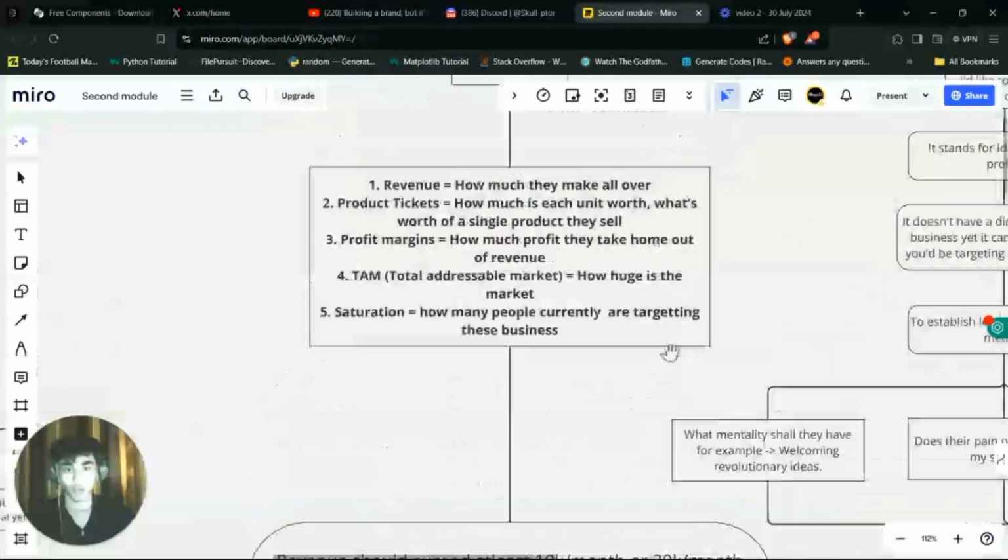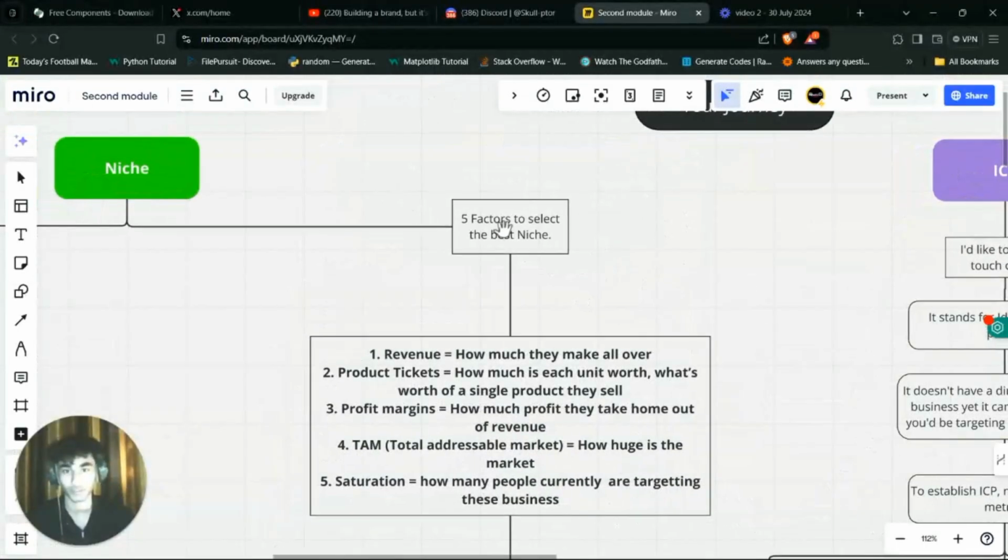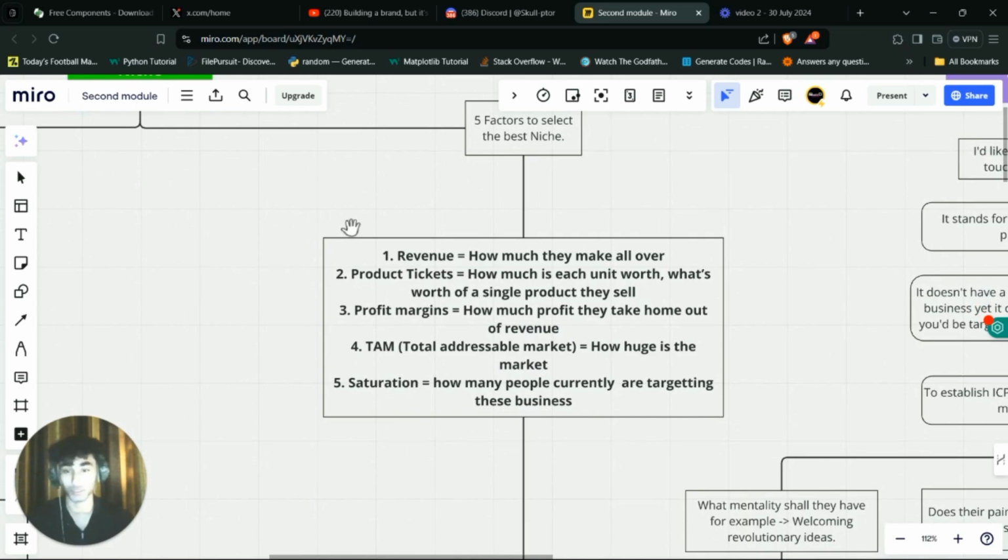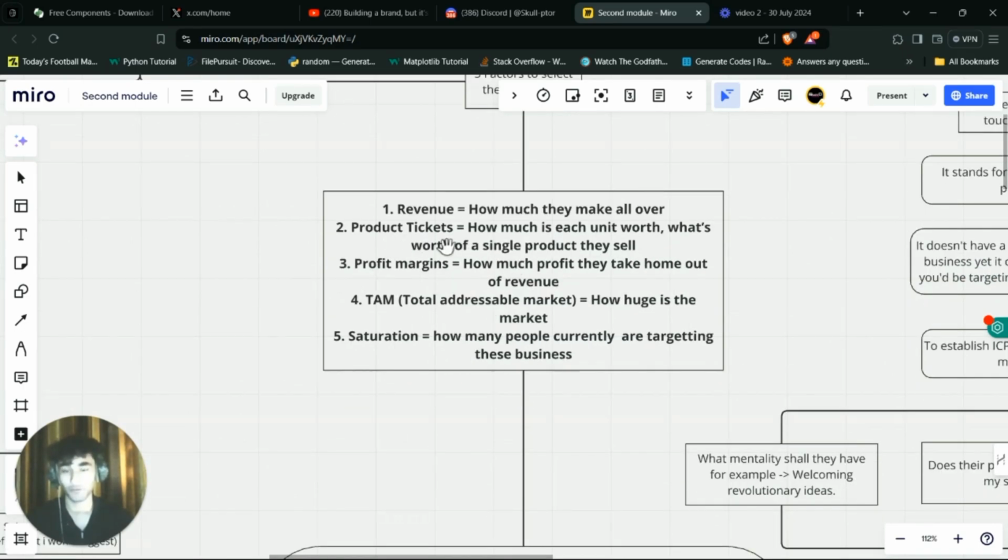Since we have talked about the benefits of a niche, I'd like to shortly touch on the 5 factors to select the best niche. I would like you guys to note this down because you'll be using this for years to come, and this is one of the most crucial things you need to select a niche. There are 5 factors that I've seen to be very useful.